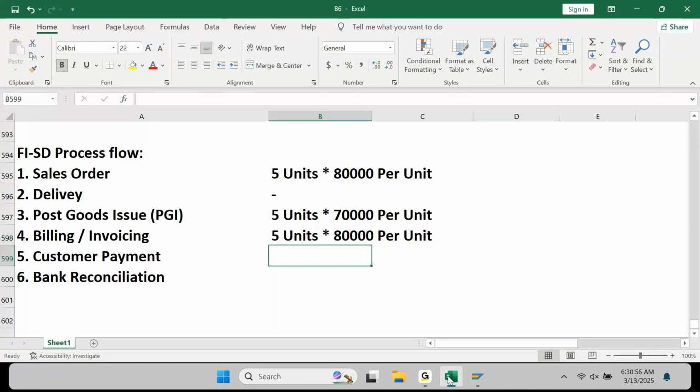And when your customer is making the payment, he will simply make the invoice value, right? Here I am just writing invoice value. What is the invoice value? Leave for time being. Your customer is going to make the payment to the extent of invoice value. Bank reconciliation is to the extent of payment value.